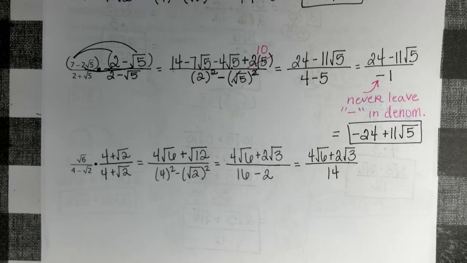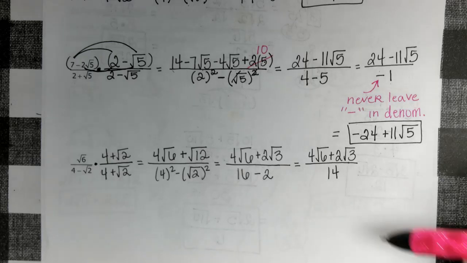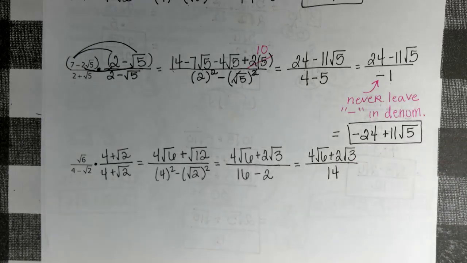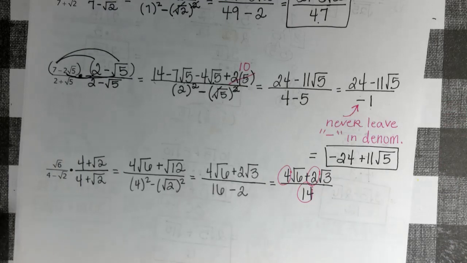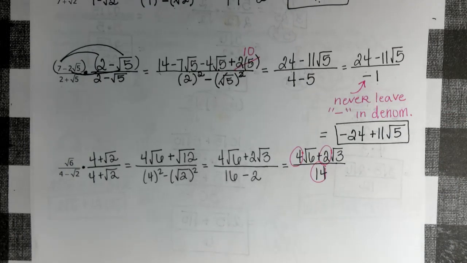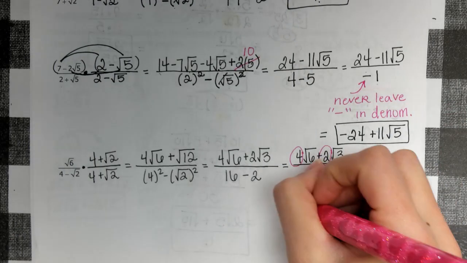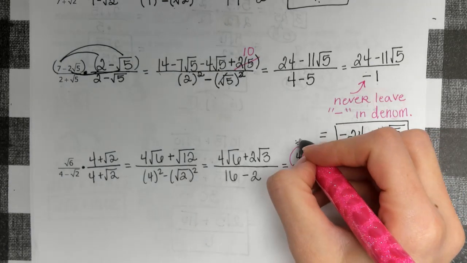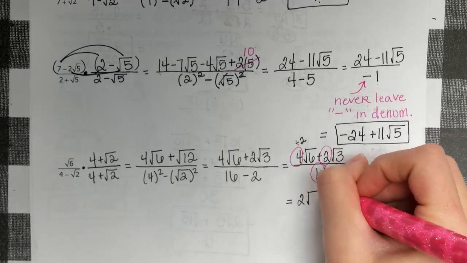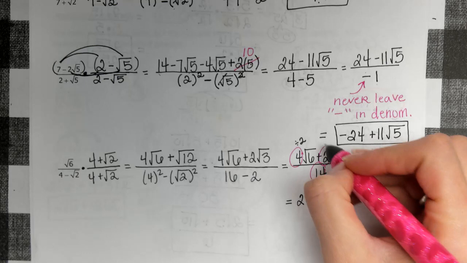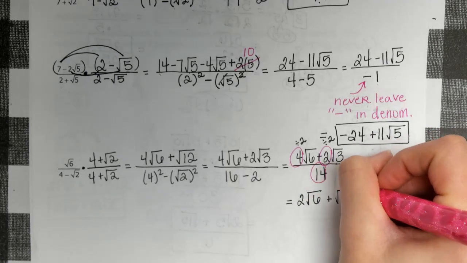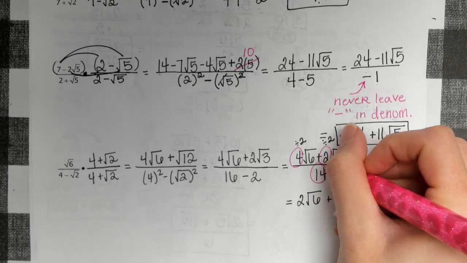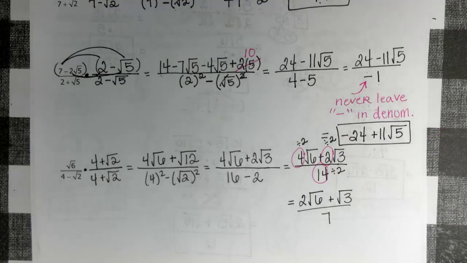Did you leave it there? If you got there? Who got there? Okay. Should have recognized outside numbers 4, 2, and 14 can all be divided by 2. So 4 divided by 2 is 2 square root of 6. 2 divided by 2 is 1 square root of 3. 14 divided by 2 is 7.